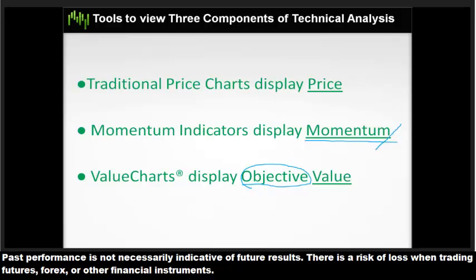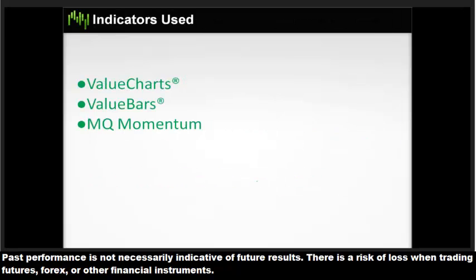We've always had subjective value in the markets, which is normally just an analyst's opinion. They believe the market is going to be heading higher. They believe it's undervalued, or they believe it's overvalued. Well, by using value charts, we're able to objectively plot the value based off of historical price data. So there's no opinions or human error involved. Again, the indicators we're going to be using tonight: value charts, more specifically value bars, and then MQ momentum. I'll also pull up the cycle finder and MQ regression later on.